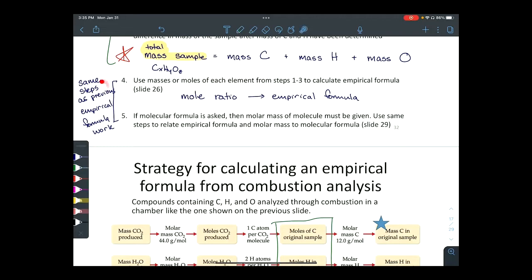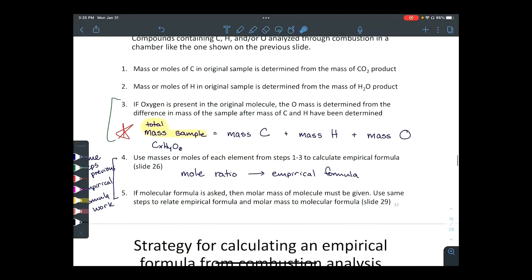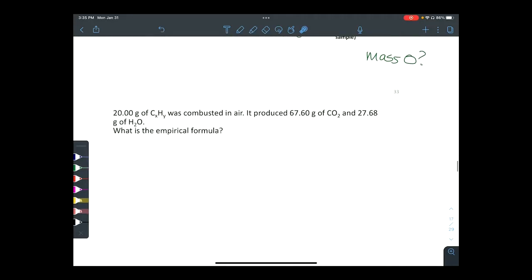This is the same as before. You get the moles of the carbon, hydrogen, and oxygen, you find the smallest one, divide, and get your empirical formula. It's the same steps as before. The only new stuff are these first 3 steps.